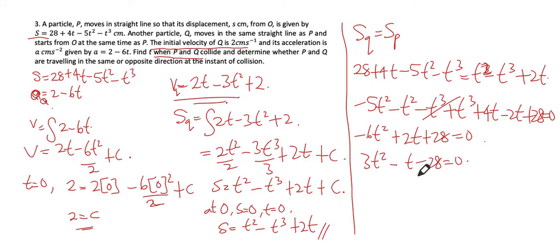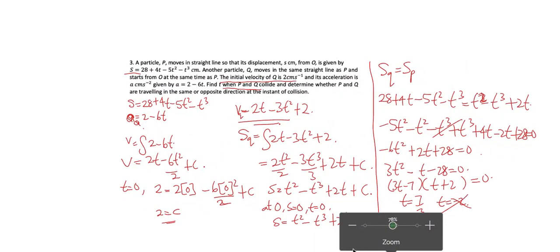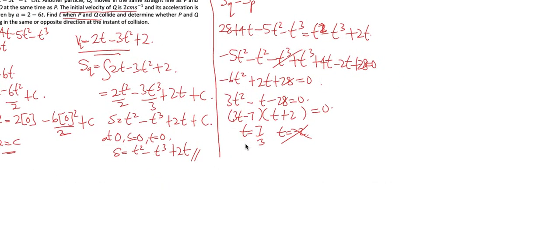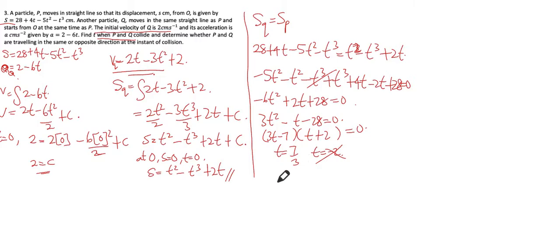Okay, now put that into two brackets. I did this earlier, so it is 3t minus 7 and then t plus 2. So from here we know t equals 7 over 3 and t equals negative 2. Since it's negative 2, I can discard this. What's left here is only the positive value, so t equals 7 over 3.